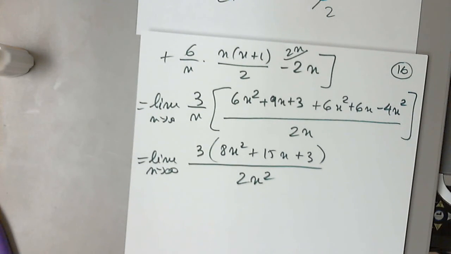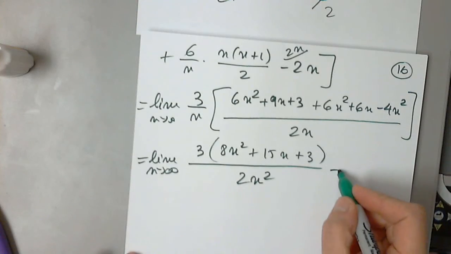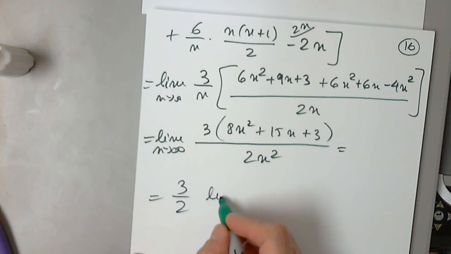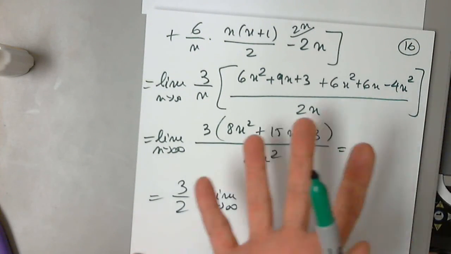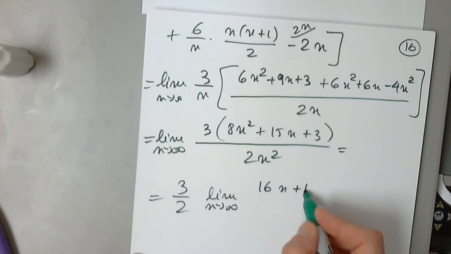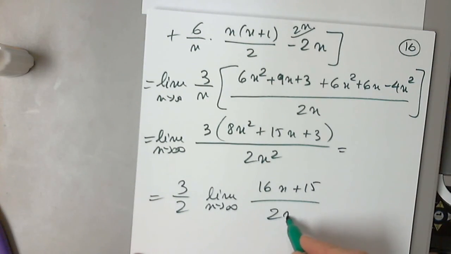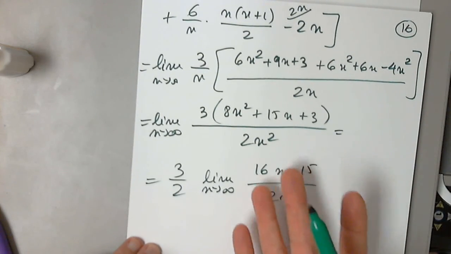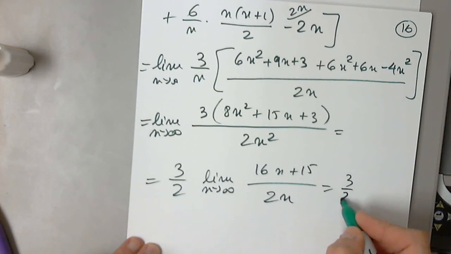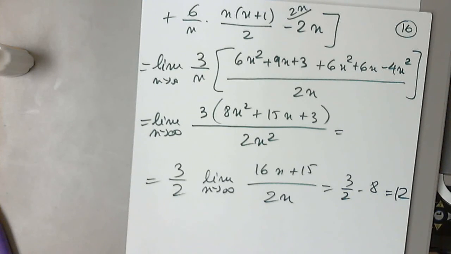I already have the answer from pre-calc. But you can say, no, I want to see it, use L'Hopital's rule. I will use L'Hopital's rule. So the numerator approaches infinity, the denominator approaches infinity. I will take the 3 over 2 in front. They are factors. I don't care for them. I don't want them in there. So 3 over 2, limit as n approaches infinity. I differentiate the top to get 16n plus 15. I differentiate the denominator to get 2n. I differentiate again, I get 16 over 2, which is 8. And 3 over 2 times 8 is my 12.